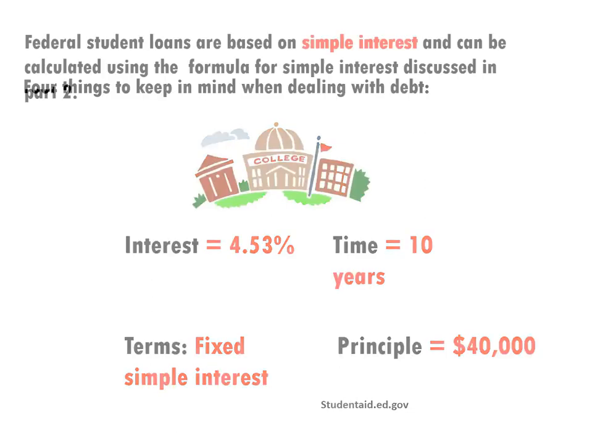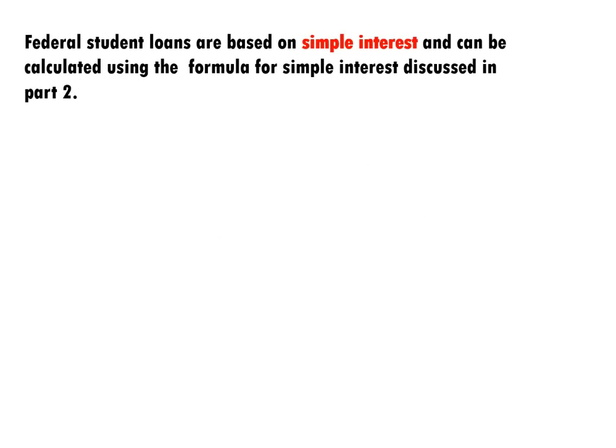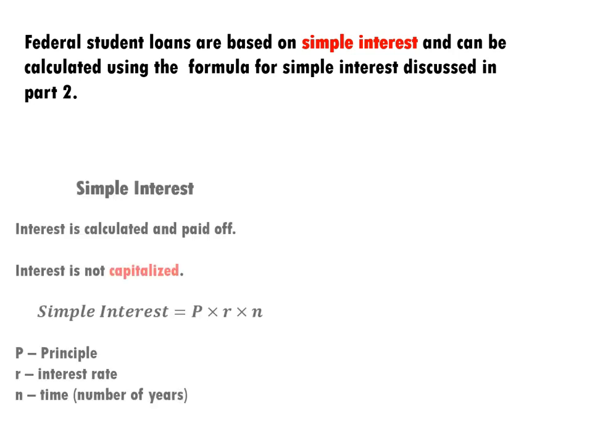And again, same source. So again, like I said before, federal student loans are simple interest. And again, in part 2, we discussed how to calculate that. And again, it's a very simple calculation. The interest is calculated and paid off. The interest is not normally capitalized, or it's not meant to be capitalized based on this equation. You've got your principal times your interest rate times the number of years that you're going to be paying. And that's how you can calculate your interest.